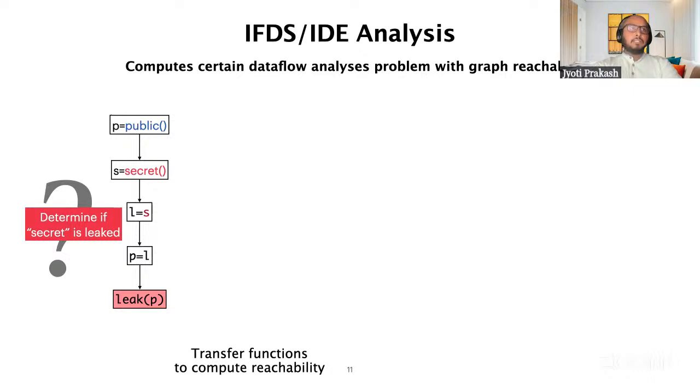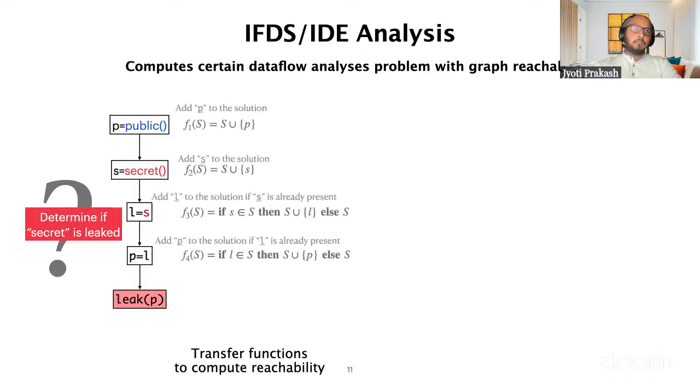So assume that we have this program here where P is equal to public and S is secret. Then we do some assignments with L is equal to S, P is equal to L, and then leak P. And we want to determine whether this value secret is leaked. Obviously, from the look of the program, it looks like it is being leaked, but we want to see how we can compute it automatically.